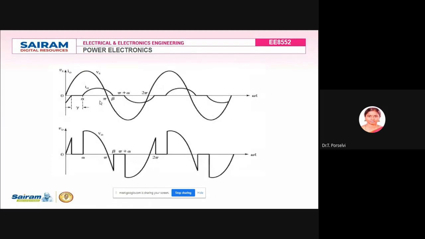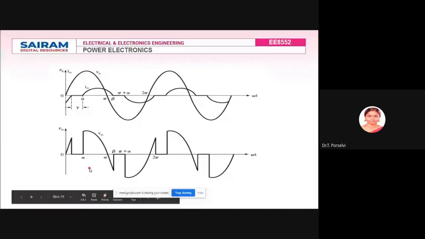Now you can see the waveforms for this AC voltage regulator. This is your input voltage Vs, which is a sinusoidal AC voltage. At alpha you are triggering the device T1. When you trigger your device T1, the output voltage is going to follow the input voltage from alpha. The waveform which we are seeing here is the discontinuous conduction mode, wherein I0 is your load current.